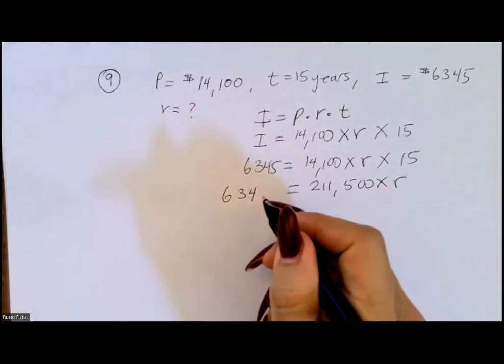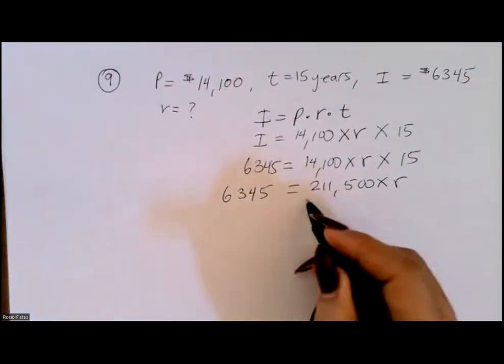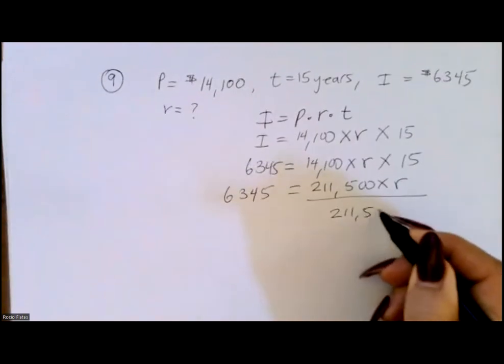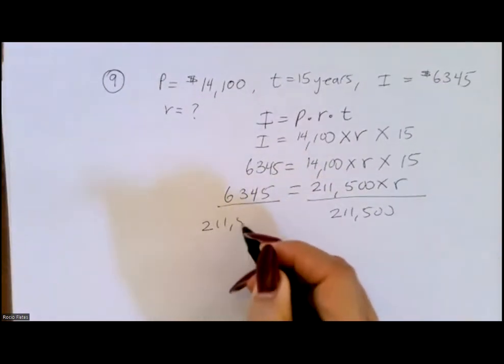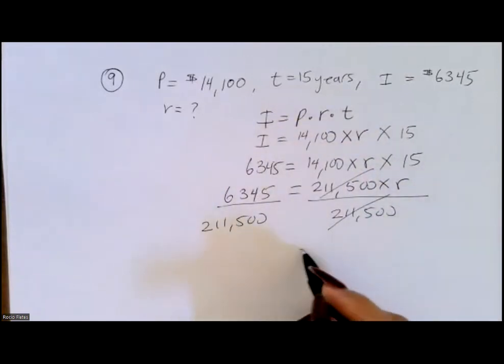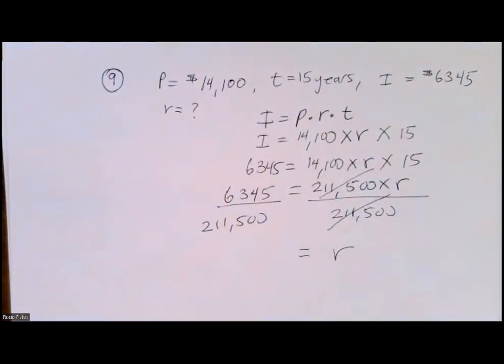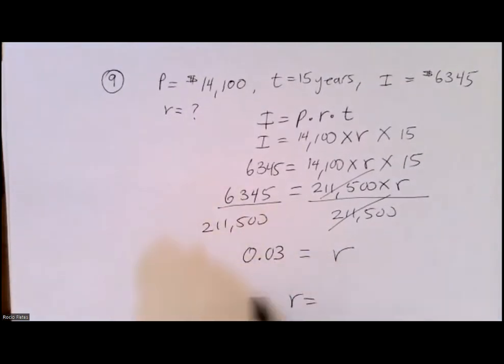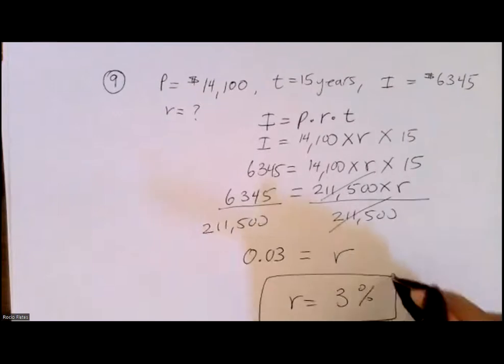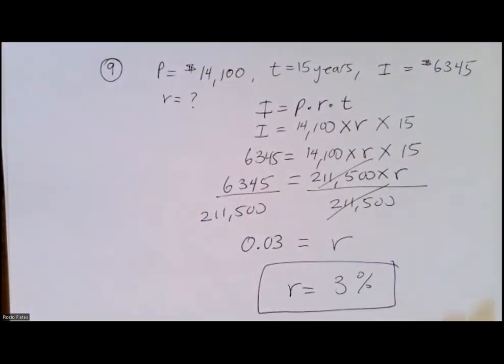We have 6,345 on the left side. You divide both sides of the equation by 211,500, which cancels the 211,500 on the right side. So we have 6,345 divided by 211,500. This is going to be in decimal form, 0.03. You multiply by 100 and you get 3% for the simple interest rate. That's number 9.